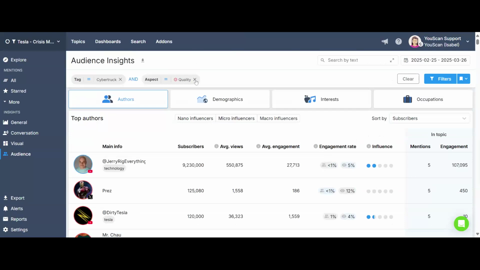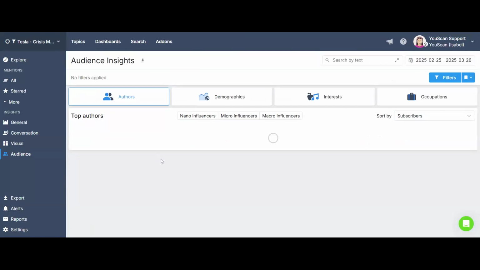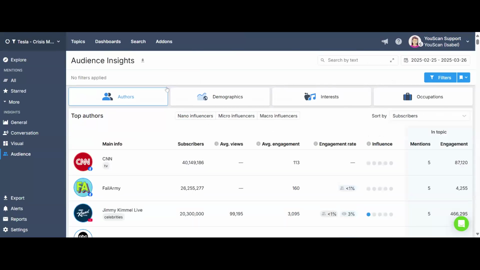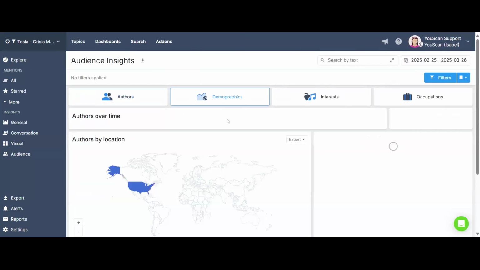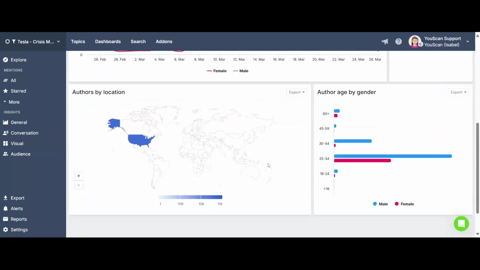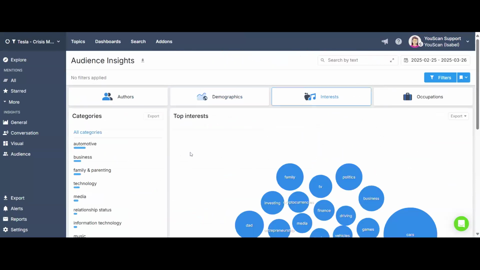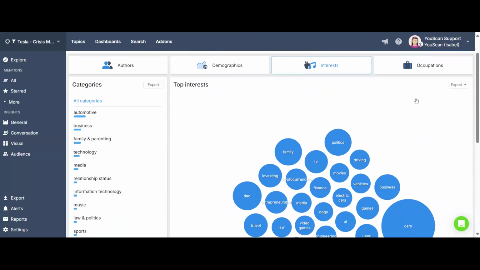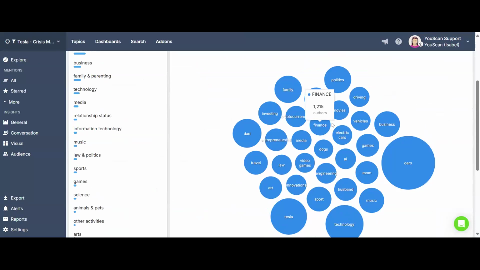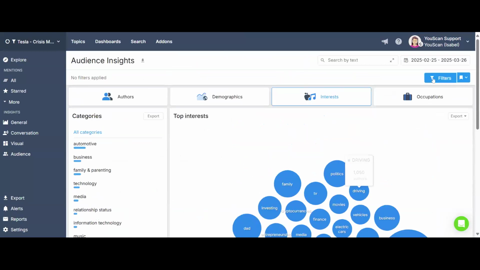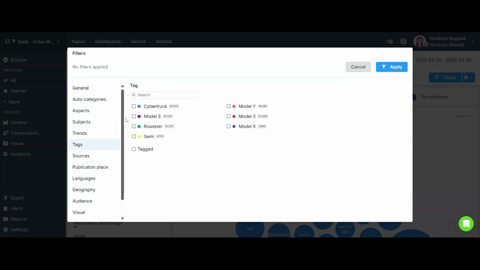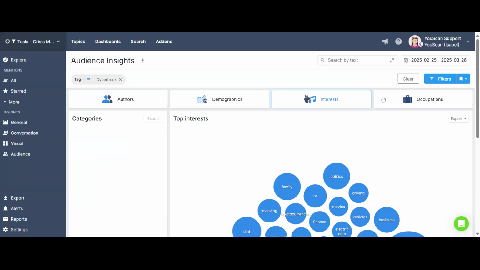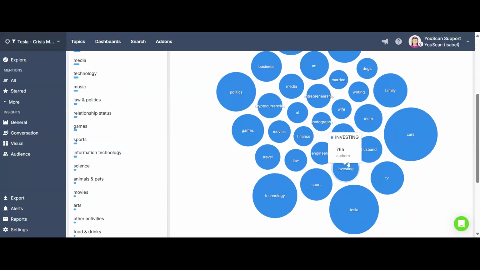And we can understand not only who this audience is, who the influencers are, as I have shown here, who are the influencers talking about our brand, but also the demographic distribution: the gender, the location, their interests. So people that are talking about Tesla, people that are talking about Cybertruck, what are they interested in? Cars, technology, Tesla, music in general. So I can, again, segment this data to understand what the main interests are of people talking about Cybertruck on social media.